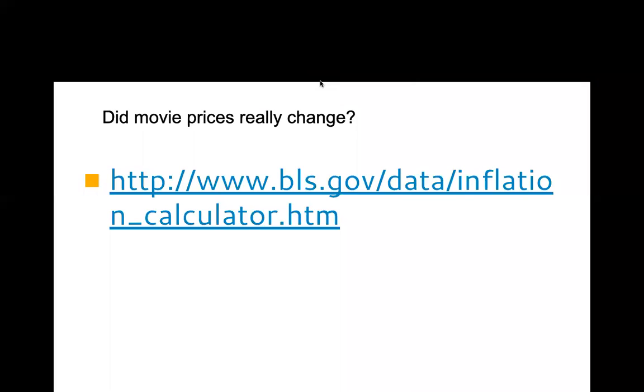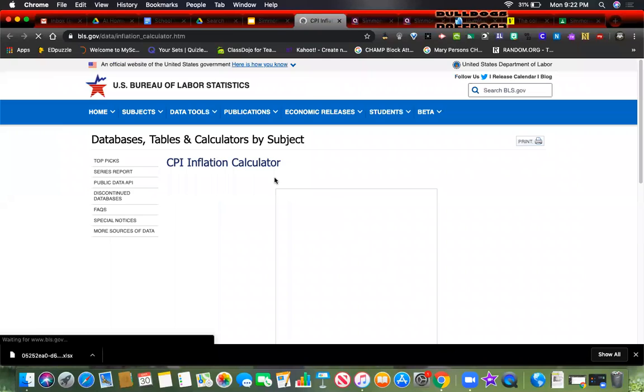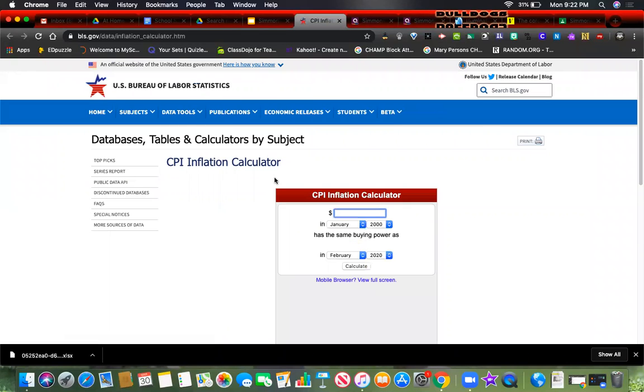Now we see here the question: did movie prices really change? Okay, and you could use this realistically with anybody. I'm going to click on this link right quick and pull this up. The Bureau of Labor Statistics. This is the website we used when we did your research for your jobs. But just to give you an example of how this stuff works and what kind of thing you can see, you can put an amount of money for a given month and year and see that it has the same buying power as a certain amount of money in 2020.